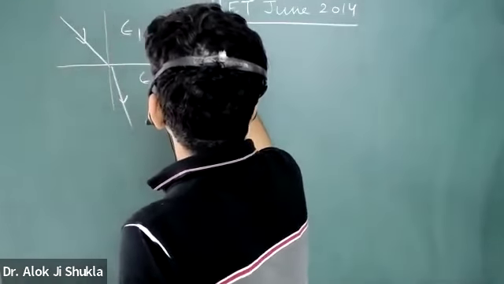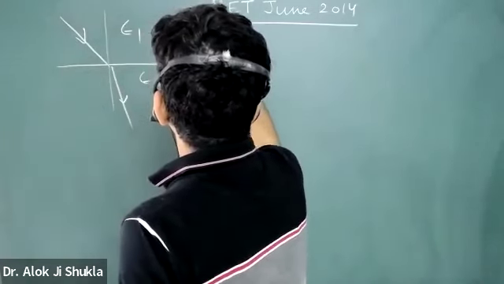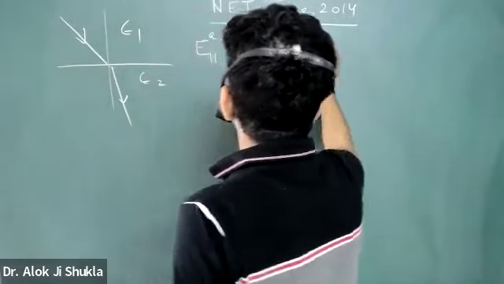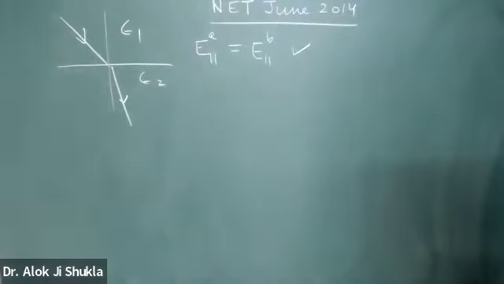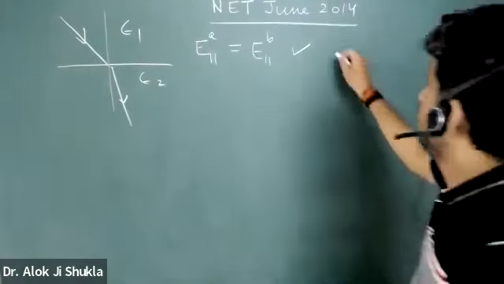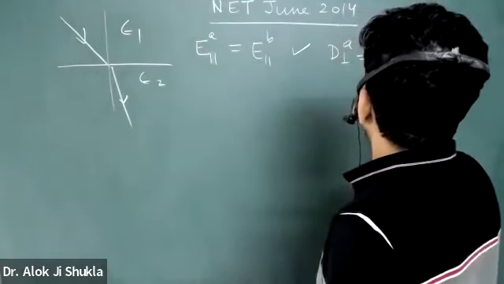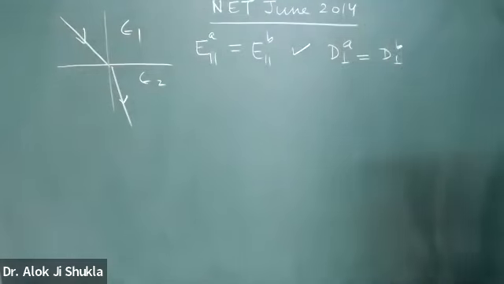So E parallel above is equal to E parallel below. Correct? There is no involvement of charge in this. And D perpendicular above is equal to D perpendicular below, because no free charge is involved, which is 0. Free charge is not involved, right? Yes, D perpendicular.